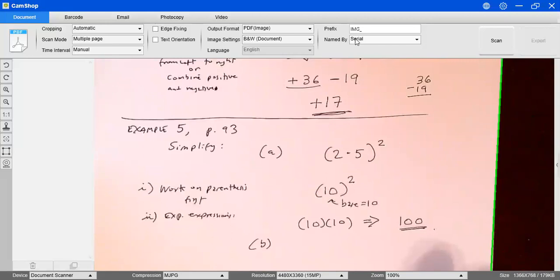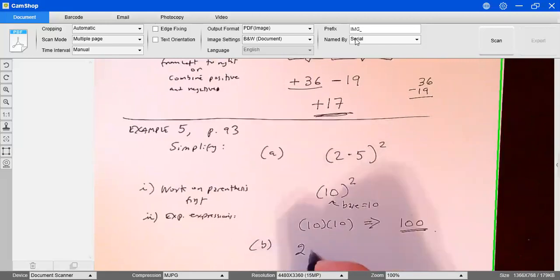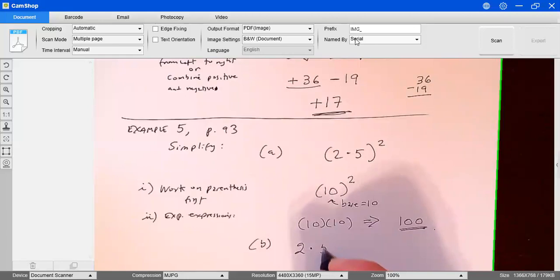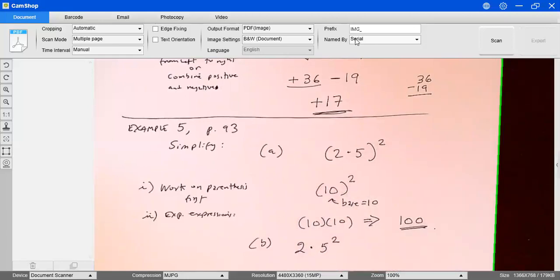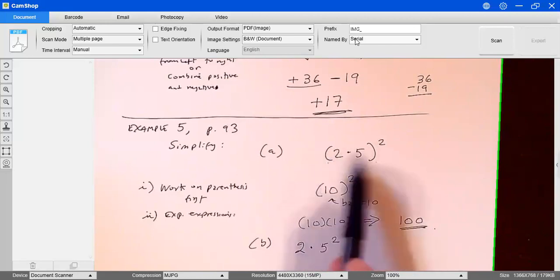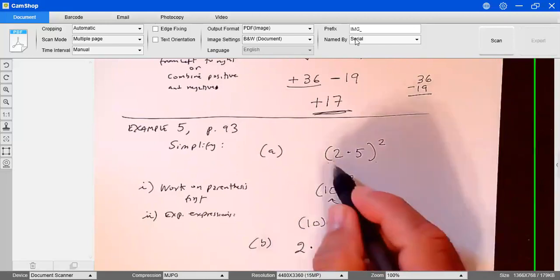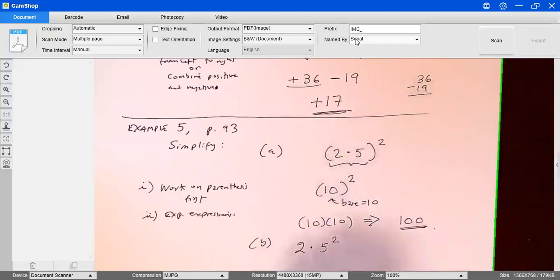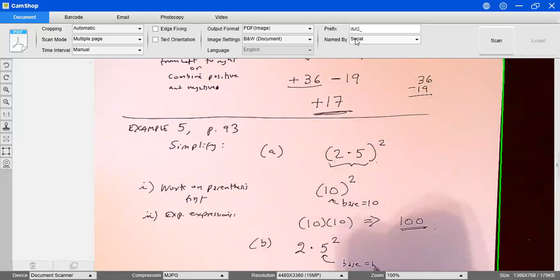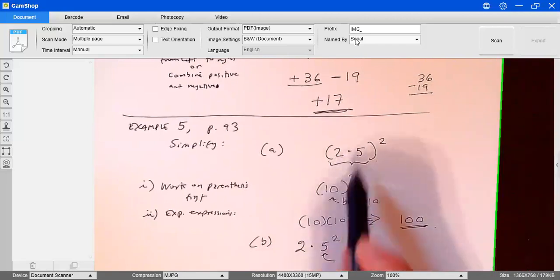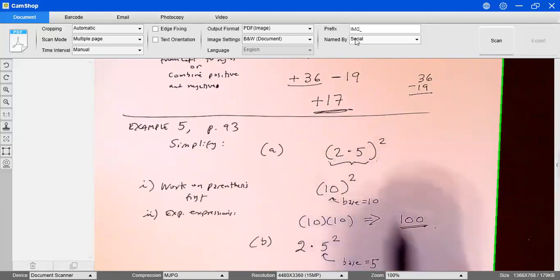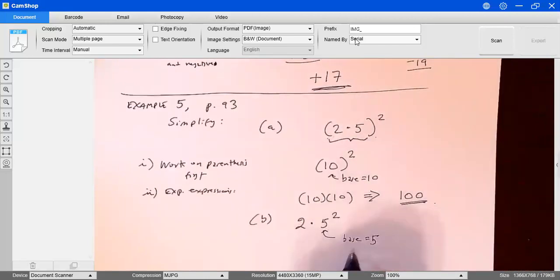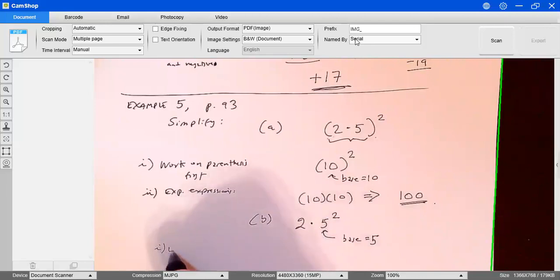Then we have another part here. So we're going to have now 2 times 5 squared. So you can see here now the importance of parentheses, because in this case the base was 2 times 5. So this is the base. In this case the base is only 5. 2 times 5 is 10. So that's the reason we got the base equals 10 in the previous example. In this case, the base is 5, and we need to start first with exponential expressions.